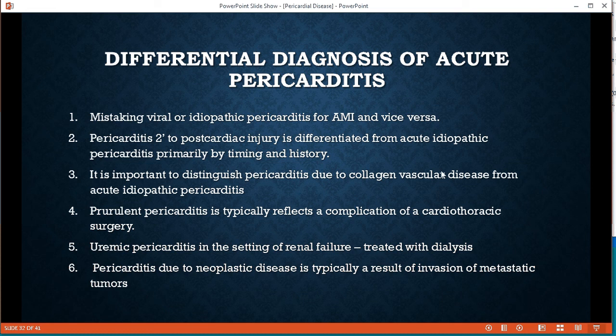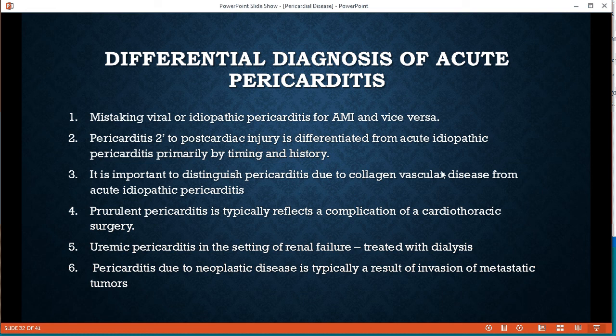Pericarditis secondary to post-cardiac injury is differentiated from acute idiopathic pericarditis primarily by timing and history. Remember that with somebody who has acute idiopathic or viral pericarditis, there's usually some type of association with a recent viral illness, versus somebody with post-cardiac injury, which may occur within a week or even within a month after that injury. And look at the history.